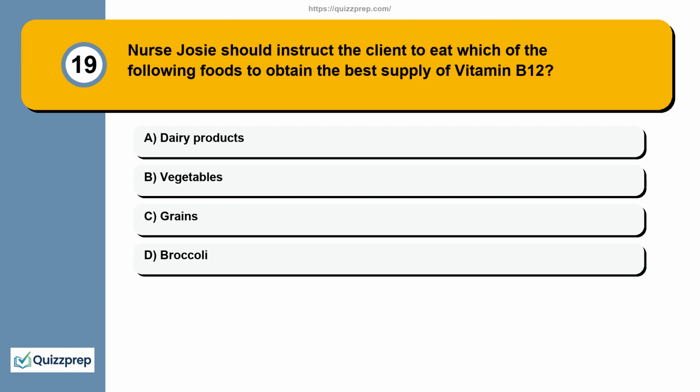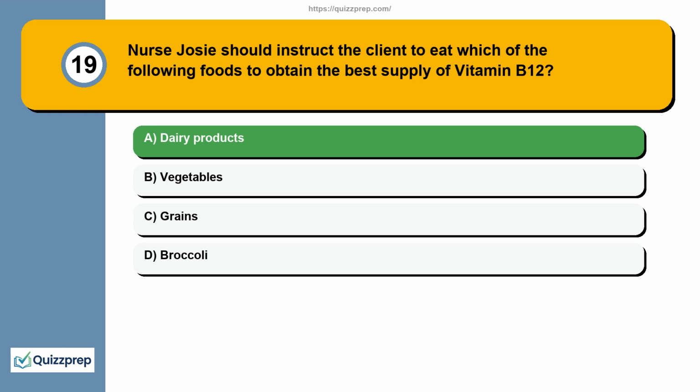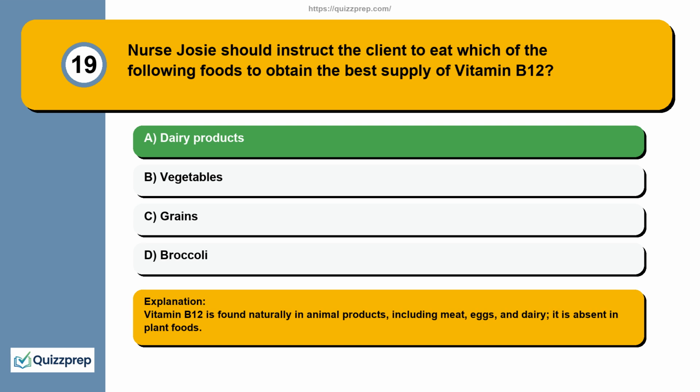Question 19. Nurse Josie should instruct the client to eat which of the following foods to obtain the best supply of vitamin B12? Dairy products, vegetables, grains, broccoli. Vitamin B12 is found naturally in animal products, including meat, eggs, and dairy. It is absent in plant foods.